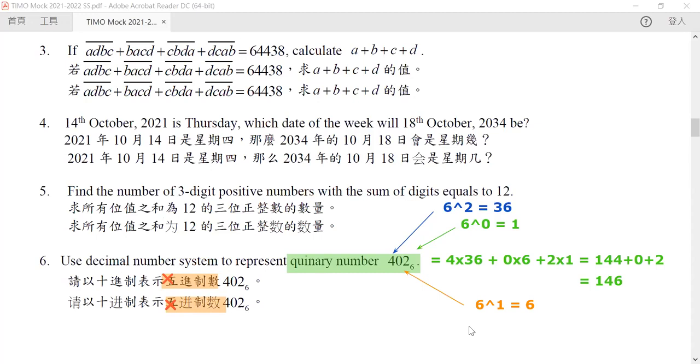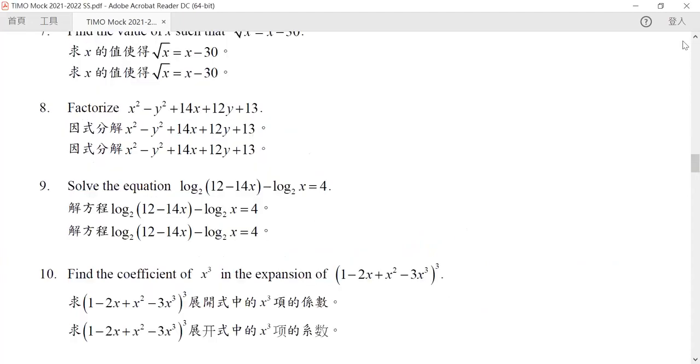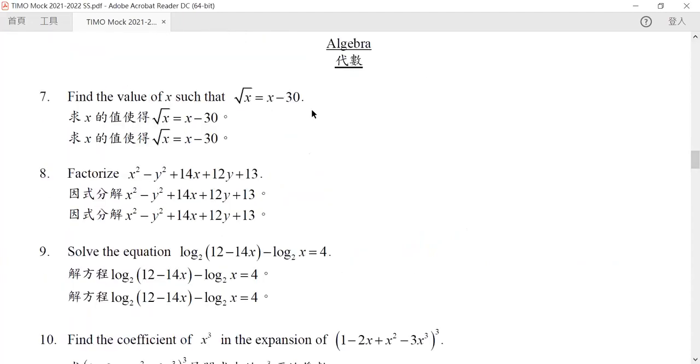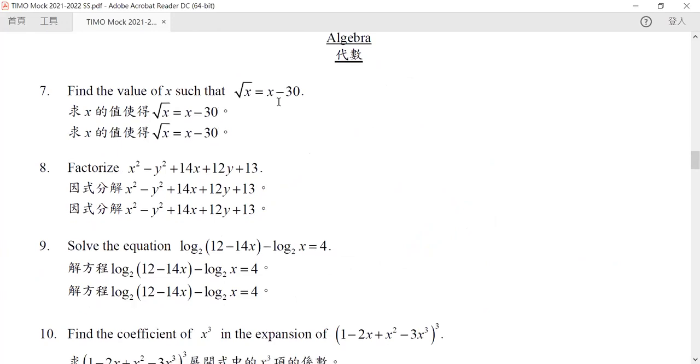Okay, so let us go to our next topic, which is arithmetic. Okay, let's go to the next topic. Find the value of x such that the root of x is equal to x minus 30. Although this looks different, this is an algebra problem.